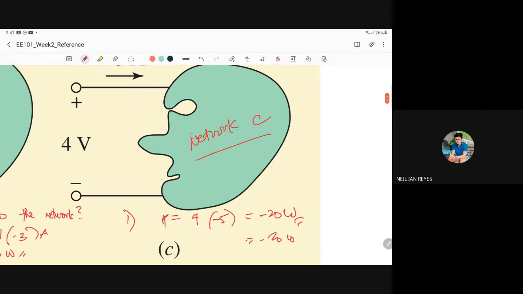So now, I have a question. Unsay pasabot anang negative 20 watts nga gi-absorb sa imong network? Unsa na siya? Electron, sir. I mean, unsay pasabot aning naakay negative 20 nga gi-absorb sa imong network nga power.